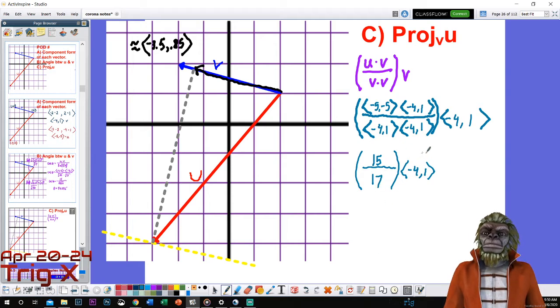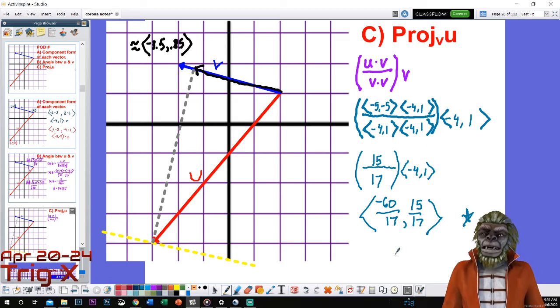Alright, now I'm going to distribute this scalar into that vector. So this is 15 17ths times negative 4. So that's negative 60 17ths. And then I have 15 17ths times 1, so that's easy, 15 17ths. So that, my friends, is the final answer. That's the projection of u onto v.